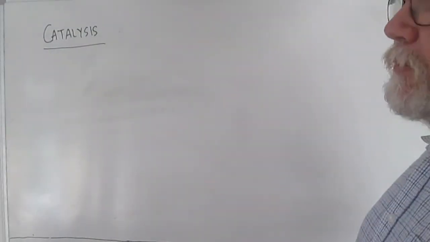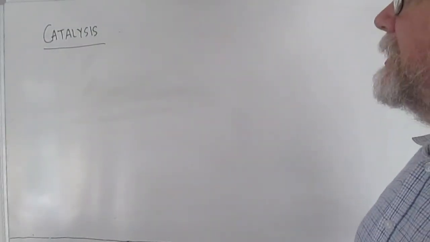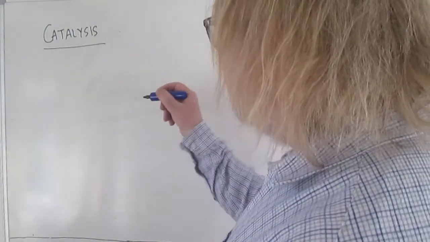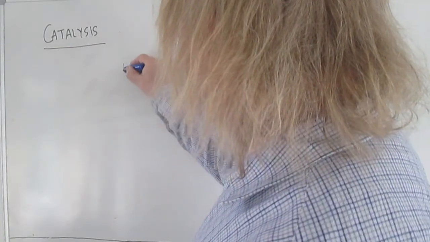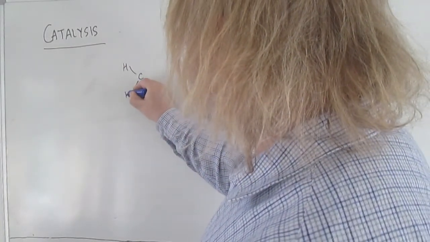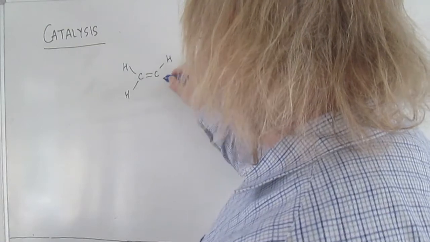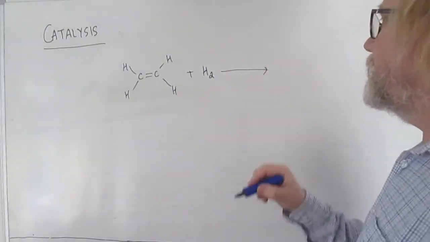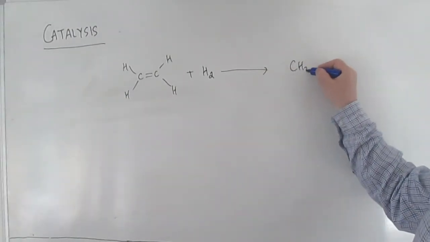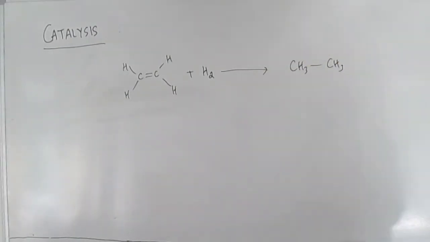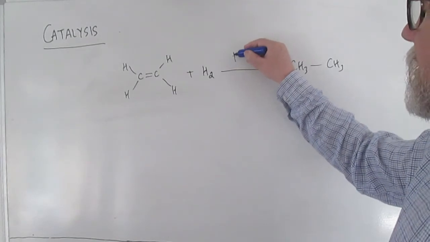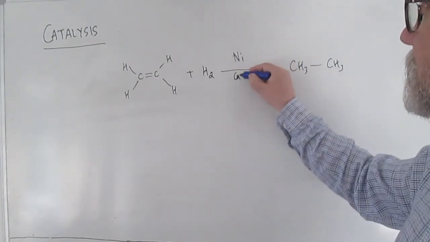Now, if we think of a couple of examples of catalysis from the chemistry that you've already come across, one of them is, for example, in the hydrogenation of an alkene. So if we have ethene, you know that it can react with hydrogen gas to make ethane. So that's an addition reaction, and you just learnt the condition for that was that you had a nickel catalyst.